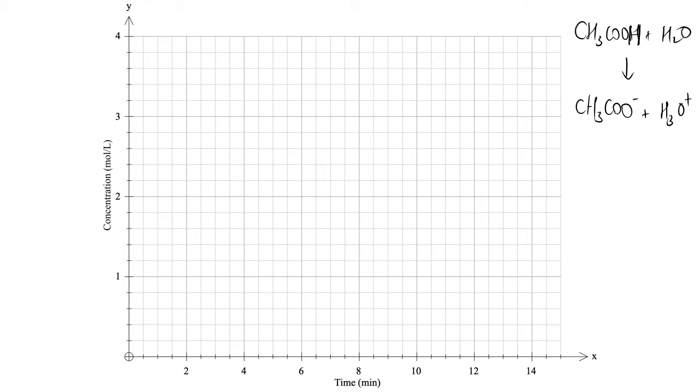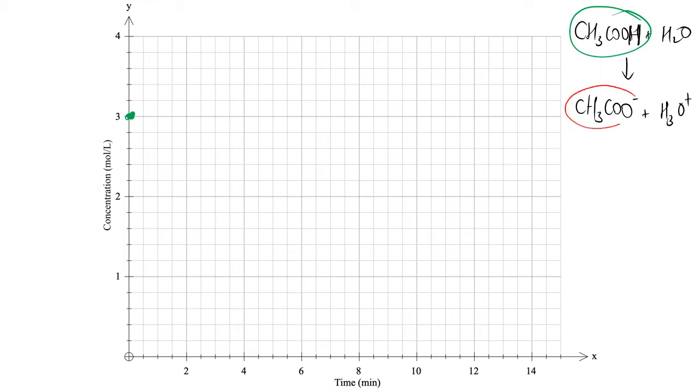Okay, so we know that ethanoic acid is a strong or weak acid. It's a weak acid, so its concentration of H3O pluses will be fairly low. So let's say that we have 3 moles per liter. Let's put that one in green. We start off with 3 moles per liter of CH3COOH.